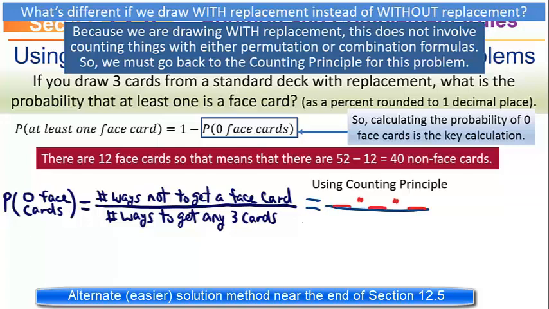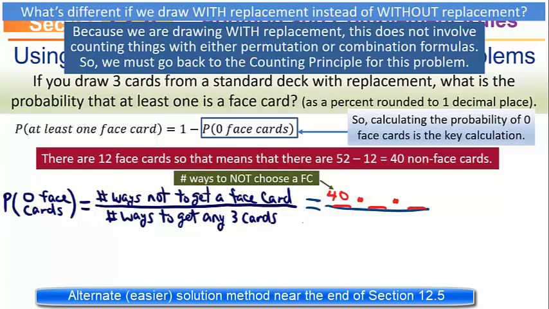But as I said, we're doing it with replacement. We can't calculate with our combination formulas. We have to go back to the counting principle. And here it says we're just doing 3 events, 3 subtasks, however you want to think of it. And we've got to count the number of ways you can do each one. Well, if you're trying to not draw a face card, on the first draw, there are 40 ways of not getting a face card. And since you're putting the card back in the deck, there are 40 ways to not choose a face card on the second draw. And again, because you're putting the card back, there are 40 ways not to choose a face card the third time. So the numerator will be 40 times 40 times 40.